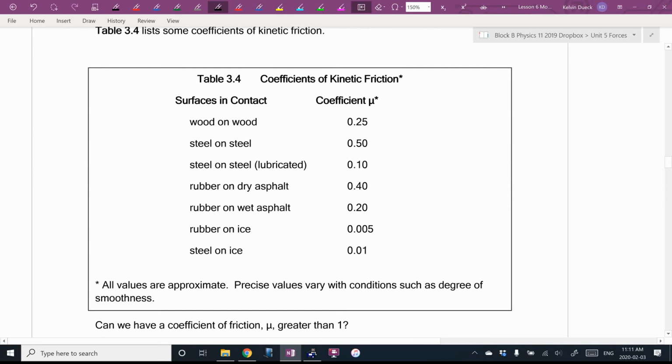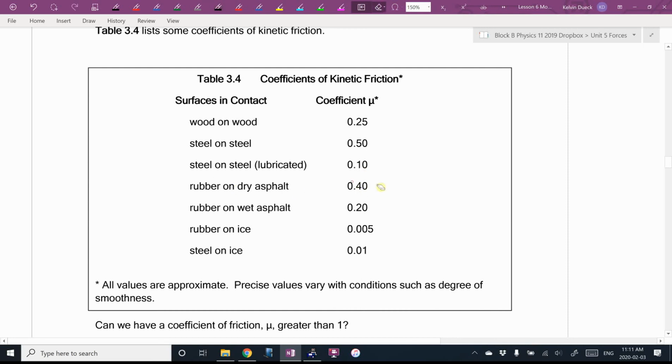Turn the page. Here's some common coefficients of friction. Some common levels of slipperiness or stickiness, some common mu's. Wood on wood is about 0.25. Wood on wood will slide fairly well. Wooden toys don't have grease in them usually, and they slide okay. Steel on steel is a higher mu. This is why typically for steel on steel, we have to lubricate it. When we add oil or grease, we can get it down to about 0.1.